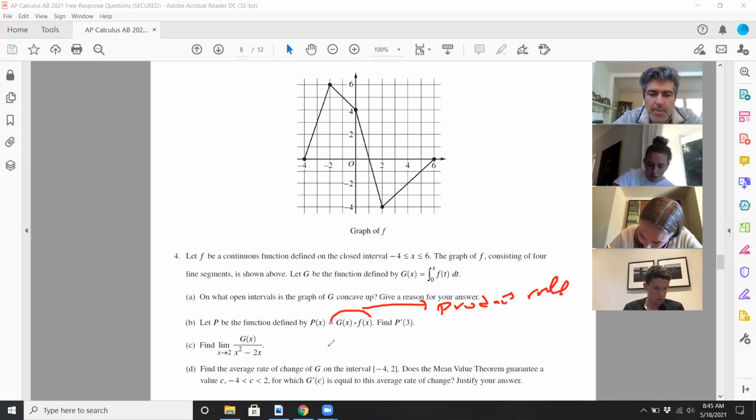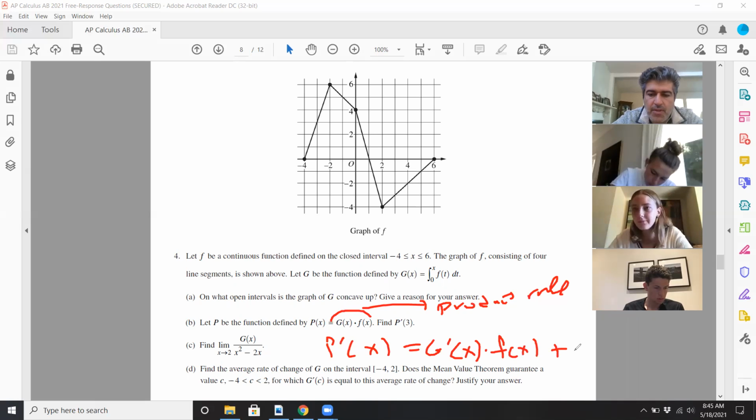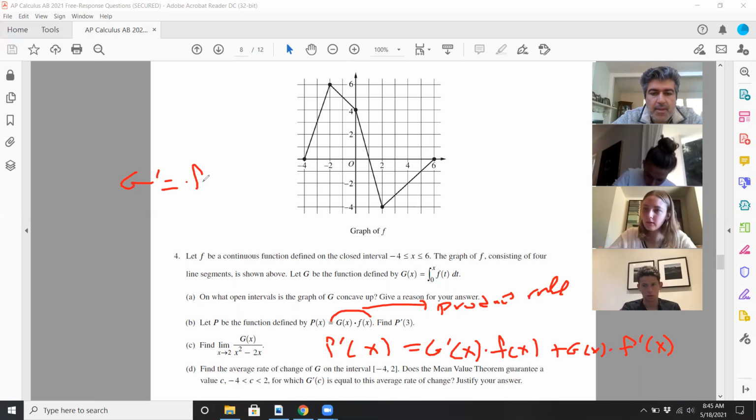In case you forgot, product rule is this: P prime of X will be G prime of X times F of X, and then reverse course, G of X times F prime of X, okay? Then plug 3 in, and remember G prime equals F, and G does equal an integral. So have fun with this one.